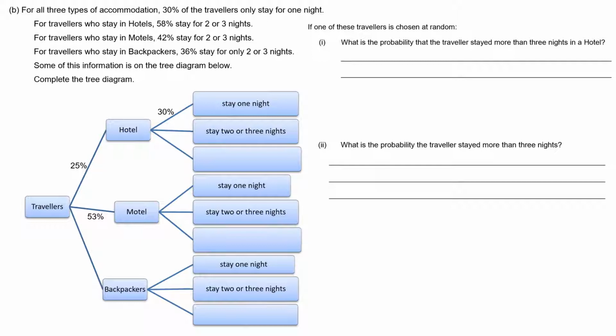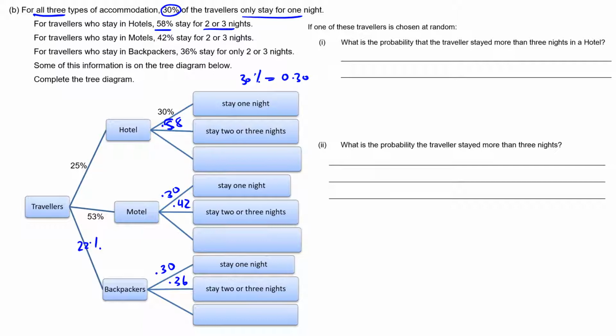Alright, to answer this question we need to fill out the tree diagram first. From the previous question there were 22% in backpackers. From up here, all 3 had 30% stay only one night, so there's going to be 30%, and there's going to be 30% there. I'm writing 30% the same as 0.30 because it's easier later on. 58% for hotels, 2 to 3 nights, so 0.58. 0.42 for motels and 0.36 for backpackers.